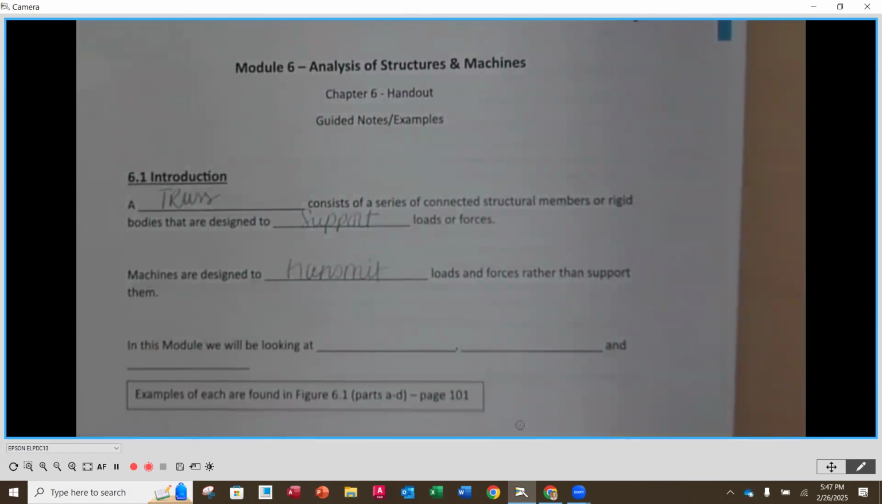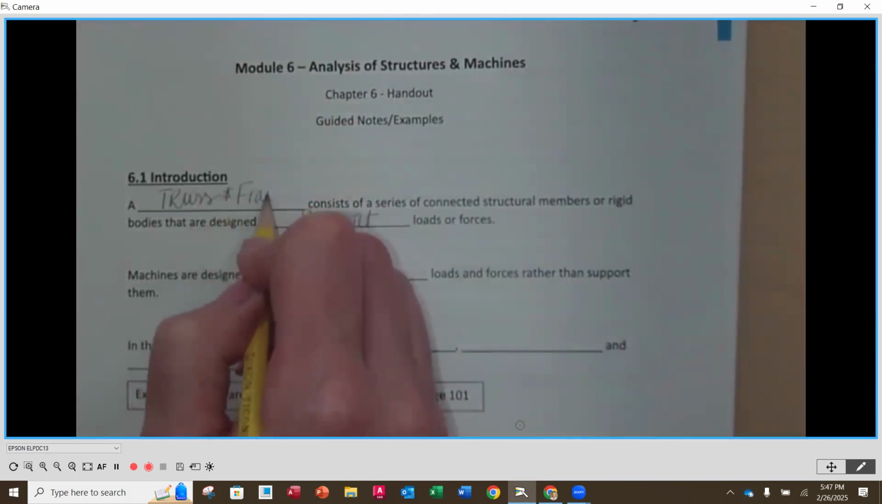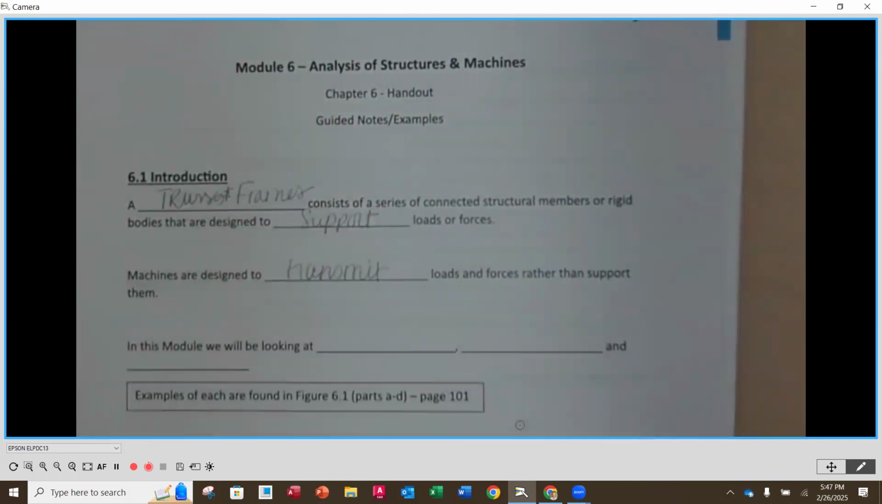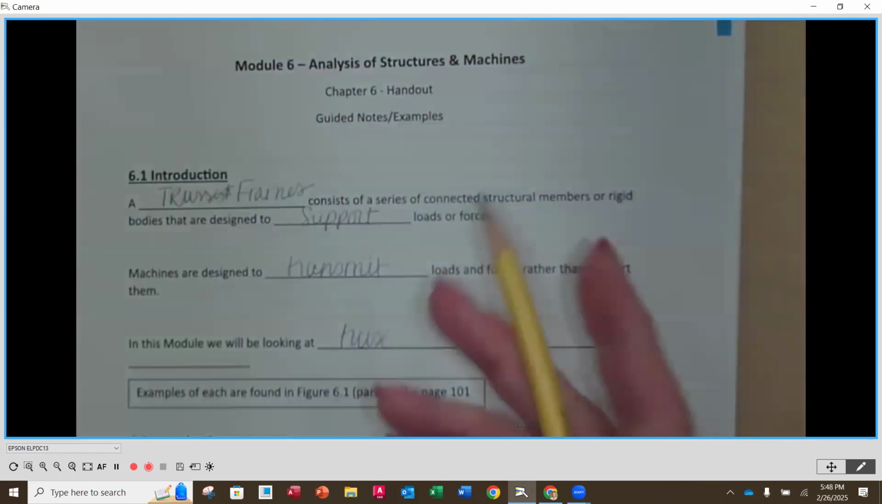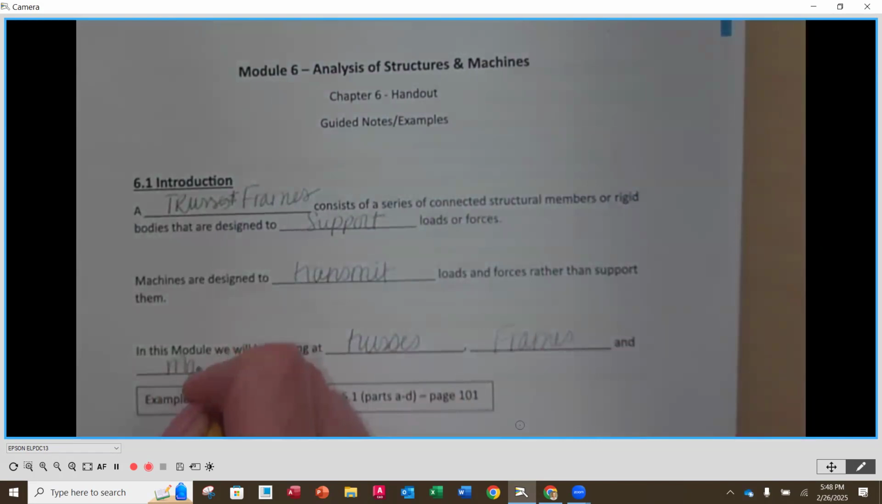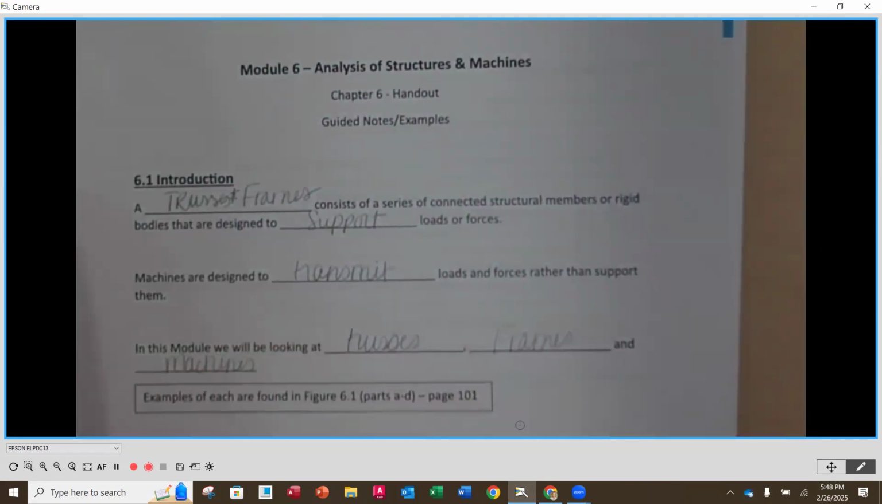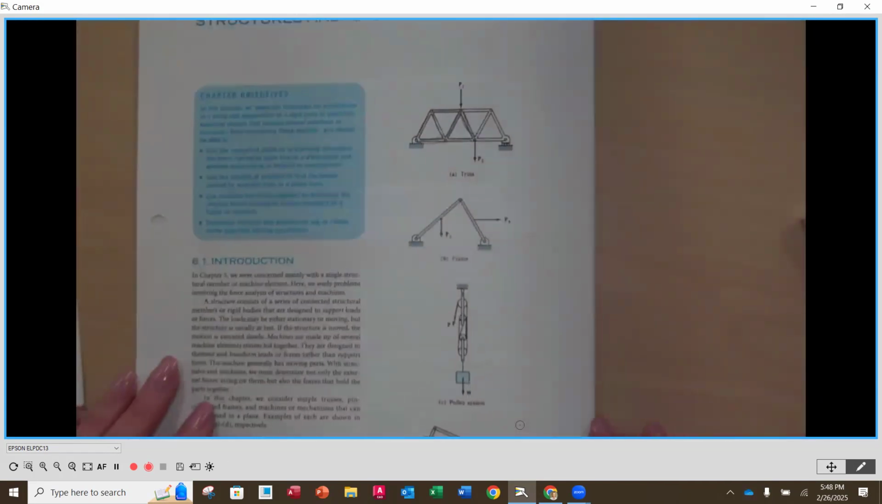Okay. Now the other item that's going to support, you can put trusses and frames. So actually it should be both of them. Trusses and frames are going to support loads and forces, and machines are going to transmit loads. So we're going to be looking at all three in module 6, starting with trusses this evening. Okay. In this module, we will be looking at trusses, frames, and machines.